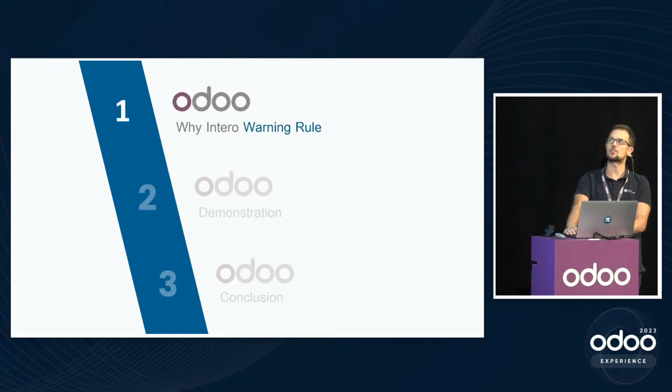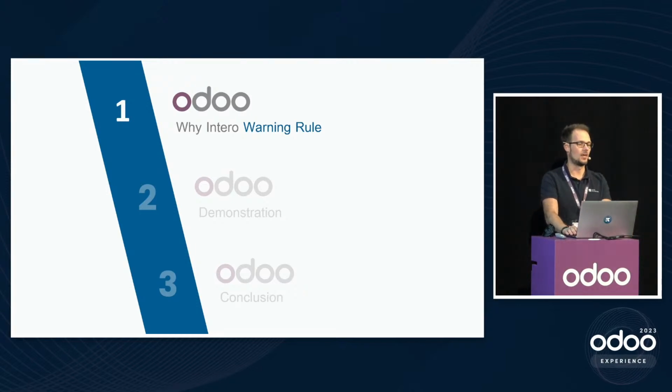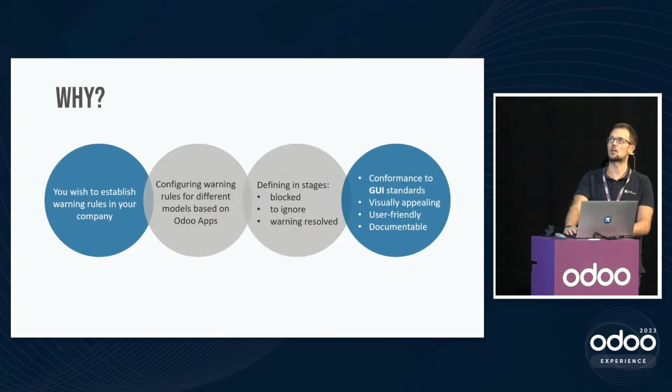We will start with the first point: why Intero warning rules are so necessary. After that, there will be a small demonstration on a live system, and we will close with a small conclusion. So let's start with the why, because this is the most important thing.